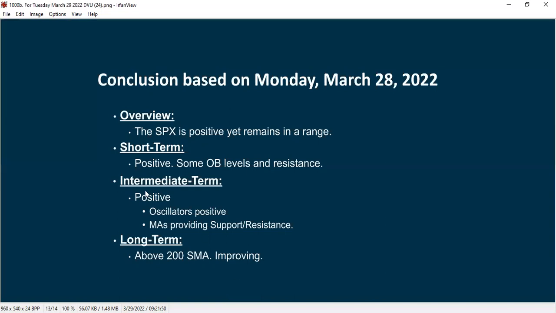So to conclude, the S&P is positive right now, but still is in a range. Short term, we are positive, but we're getting some overbought signals and getting to some overbought levels, as well as price resistance above where we're at right now. Intermediate term, we are positive. Our oscillators are positive. The moving averages are providing support right now, but there are other moving averages that could be providing resistance in other indexes. And then long term, we are back above the 200 simple moving average, which helps the long-term trend improve the longer we can stay above that.